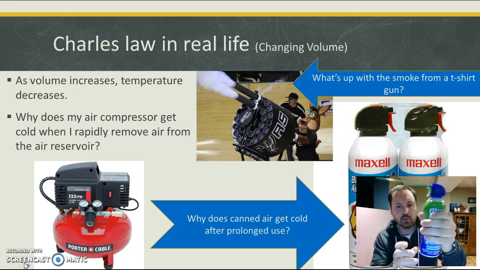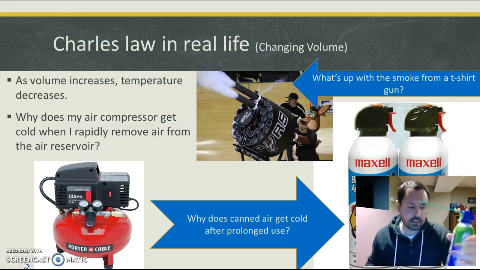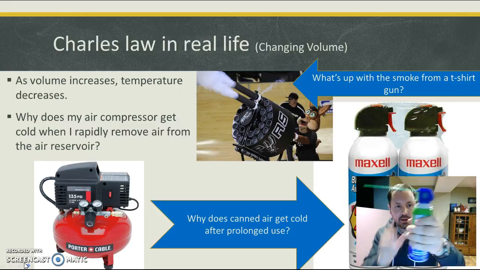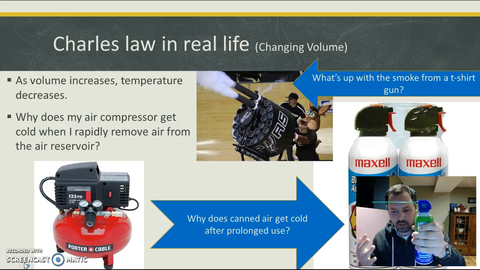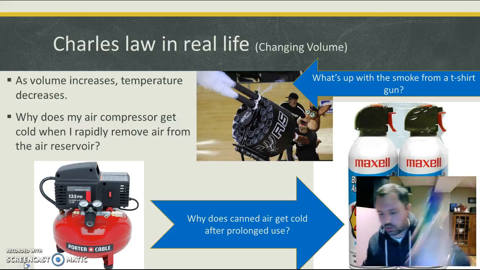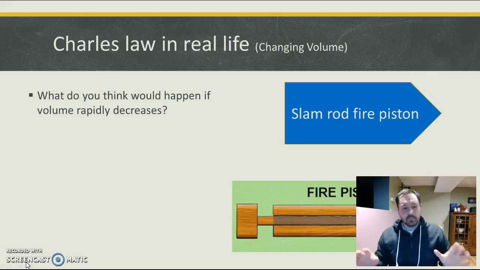And then, oop, colder. Maybe we'll try that when I get back to class, because you can feel it in your hand. You do that, and it just gets colder in your hand. It's crazy. Okay, anyway, that's Charles' law. Let's keep going. Oh, this is fun. The fire piston.